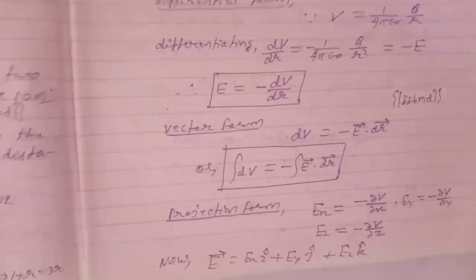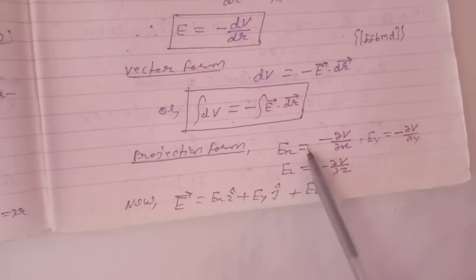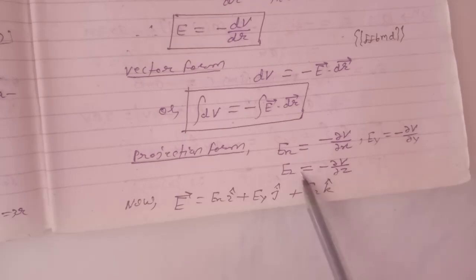Now in projection form we can write Ex equals minus del V by del x, Ey equals minus del V by del y, and Ez equals minus del V by del z. And now the E vector equals Ex i cap plus Ey j cap plus Ez k cap.